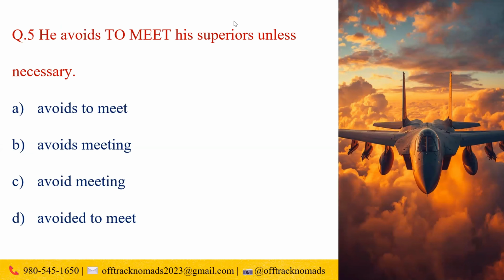He avoids meeting. Exactly. The answer would be "he avoids meeting." Option B: He avoids meeting his superiors. "To meet" will change into "meeting." Why meeting? Because it has to be in the continuous tense. Meeting is the continuous form.